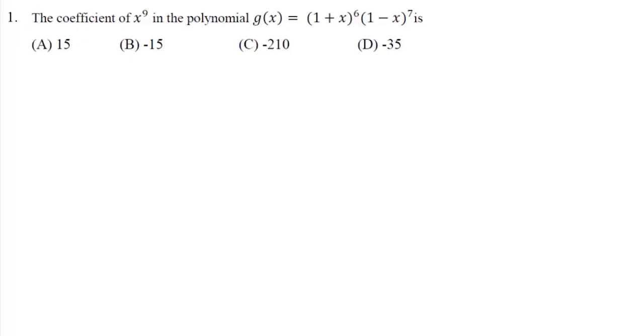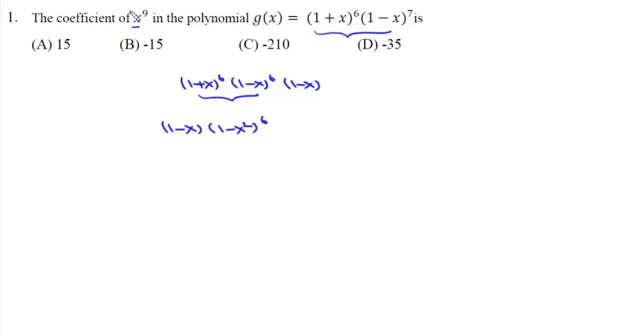Today we'll discuss ISI's MSQMS 2021 paper, and the first question is the coefficient of x to the power 9 in the polynomial (1 plus x)^6 into (1 minus x)^7. Now what we'll do is we can rewrite this as (1 plus x)^6 into (1 minus x)^6 into (1 minus x), and this is (a plus b) into (a minus b). So we'll write this as (1 minus x squared) to the power 6.